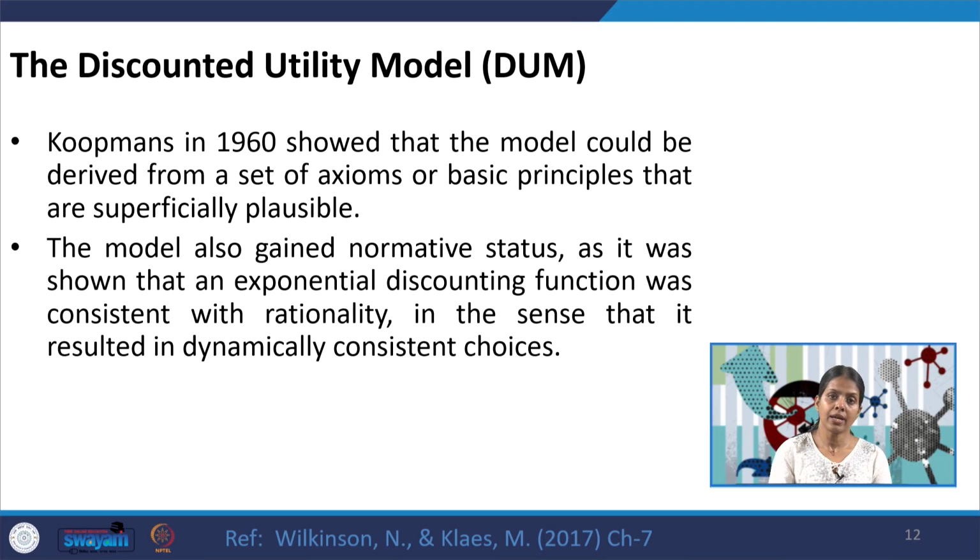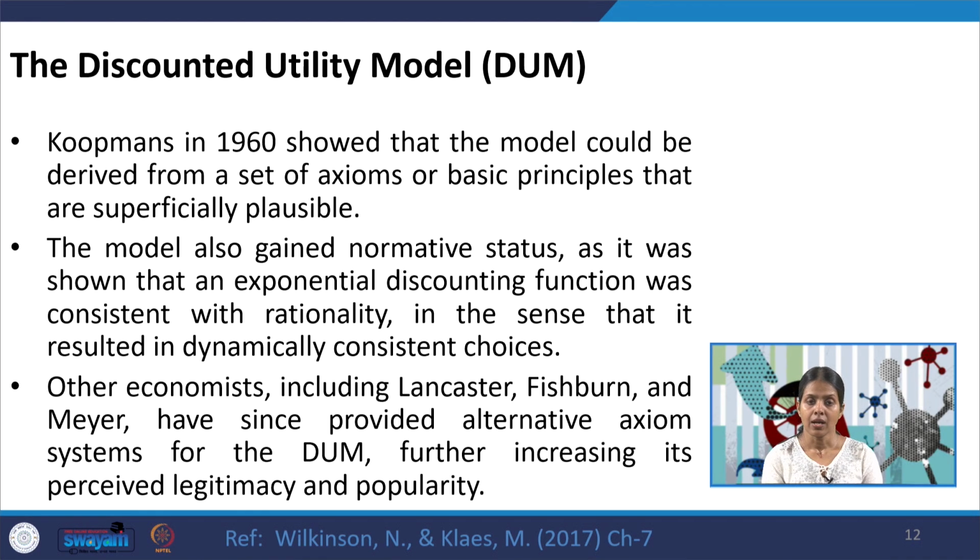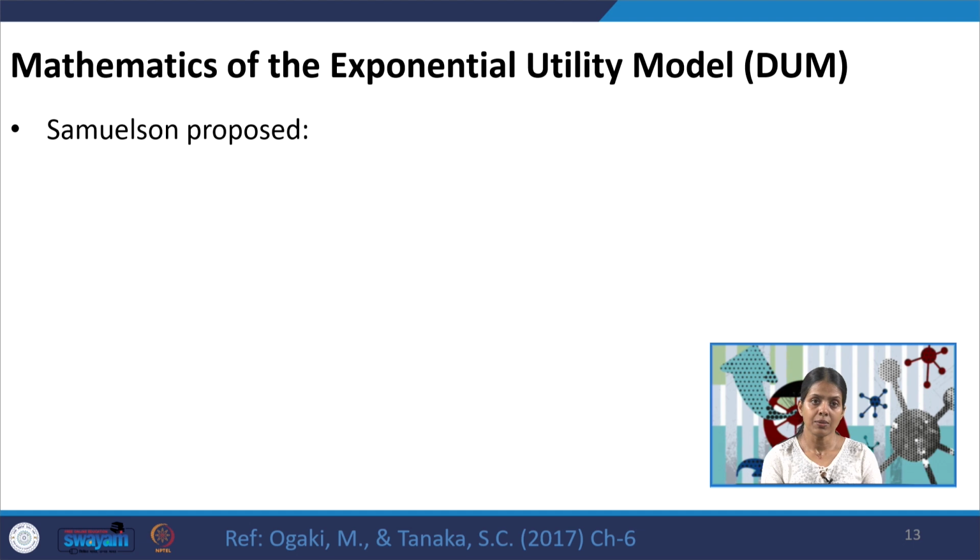The model also gained normative status as it was shown that an exponential discounting function was consistent with rationality in the sense that it resulted in dynamically consistent choices. So, since this model was leading to rational decision making, it also gained the normative status. Other economists including Lancaster, Fishburn and Meyer have since provided alternative axiom systems for the DUM, further increasing its perceived legitimacy and popularity. Now, what Samuelson proposed, the mathematics of the exponential utility model.